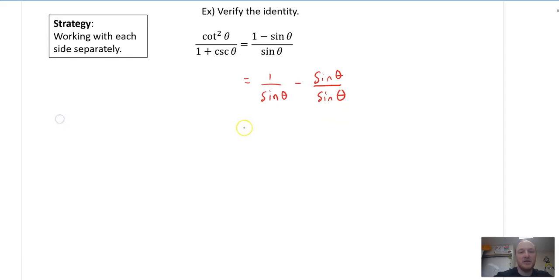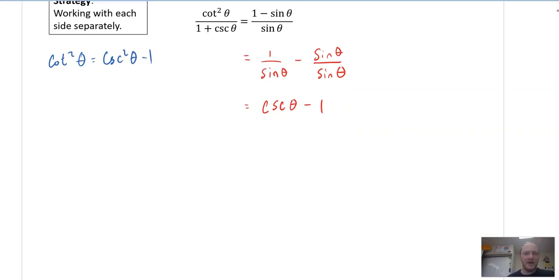Now, using my reciprocal identity, I know that 1 over sine theta, that is cosecant theta minus 1. Okay, and I mean, I'm kind of stuck here. So here's where I'm going to go ahead and work on the left side. And what I'm going to do is I'm going to swap out cotan squared theta for the Pythagorean identity, which is cosecant squared theta minus 1. Now, where the heck does that come from?